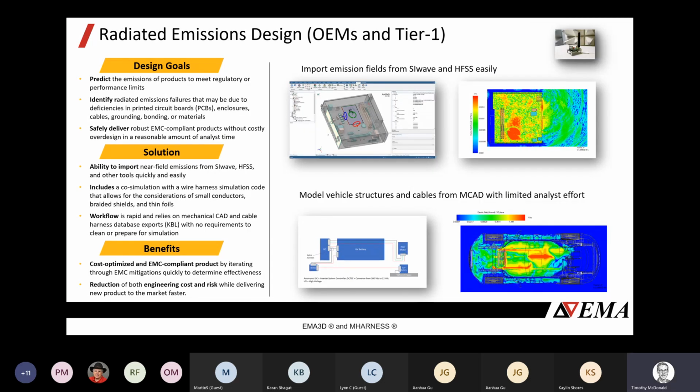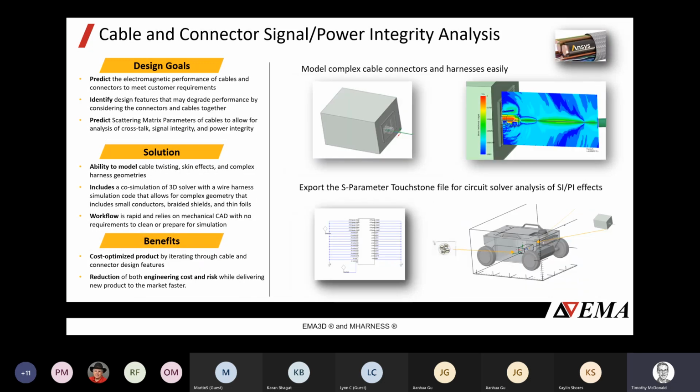For radiated emissions, it's very similar to what we talked about before, but this can be done at the vehicle level. We can model the entire electric vehicle drivetrain. We can model the battery. We can model the effects of the structures and see how they provide shielding, and see what the radiated emissions are 5 meters away from the vehicle so that we can predict the total vehicle radiated emissions without requiring extremely complex or labor-intensive CAD cleaning to prepare for simulation.